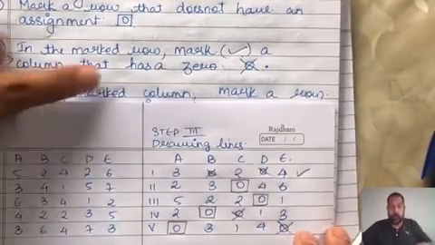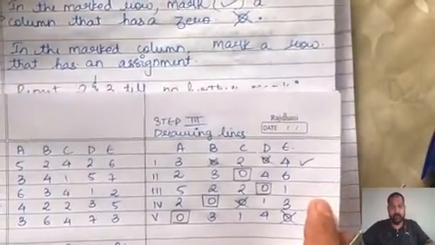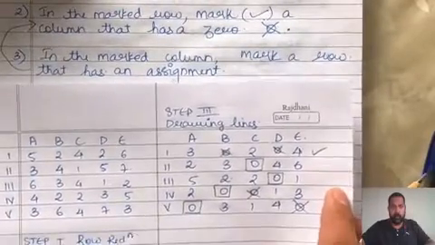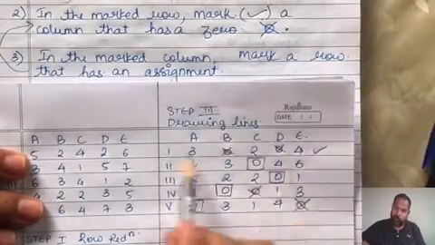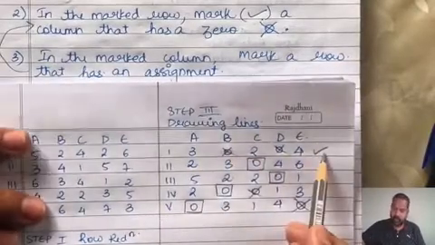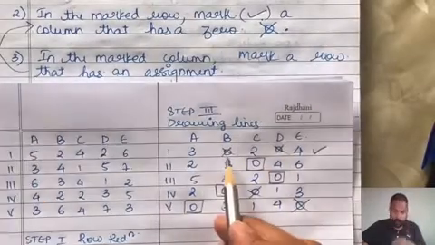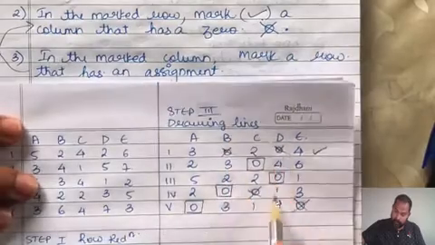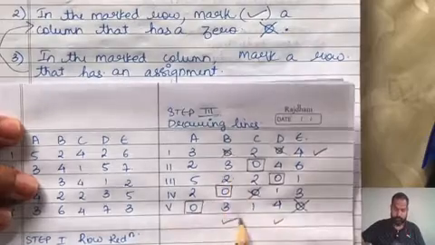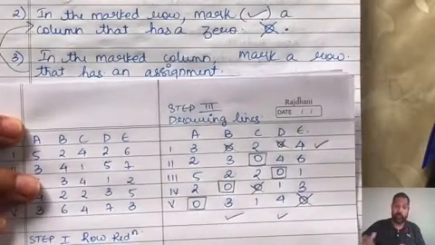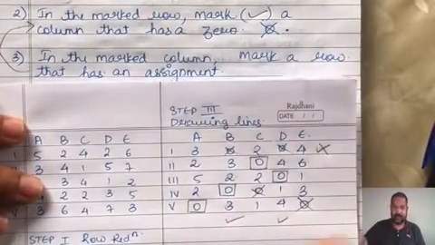In the marked row, mark a column that has a 0. So, in the marked row, you want me to mark a column that has a 0. Where there is a 0 here and there is a 0 here. So, I have to mark 2 columns. Number 1, mark this column. And number 2, mark this column. Now be careful and remember that once you've marked it, cancel this out because that analysis is done.